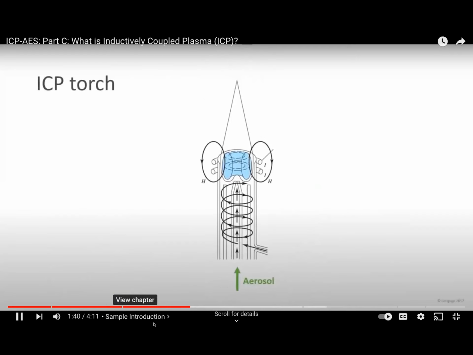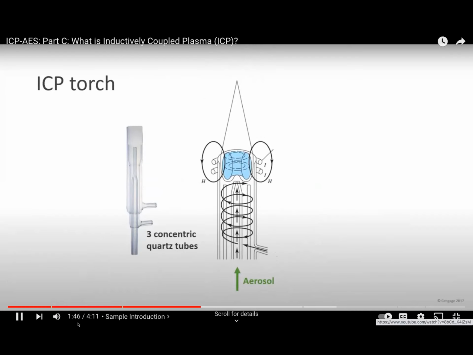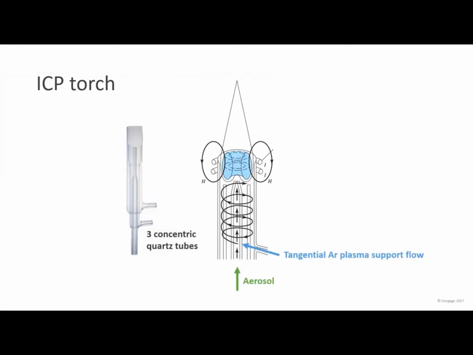The ICP torch is made of 3 concentric quartz tubes. You can see that this is the entrance of the sample, and this is where the argon gas will enter. This is where the argon gas flows through. The sample aerosol is introduced through the central tube. The tangential argon plasma support flow helps cool the inner walls of the central tube.